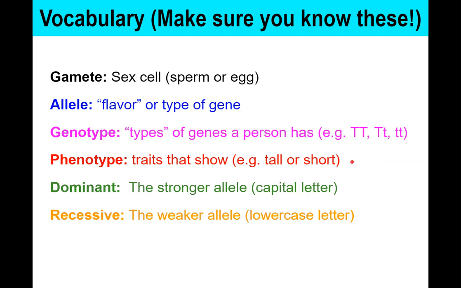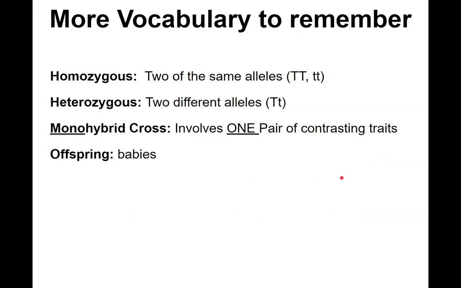Phenotype are the traits that show. So that's what it looks like. Is it tall? Is it short? Is it purple? Is it white? Okay, dominant. Dominant is the stronger allele, sort of stronger. And that's shown by a capital letter like big T. Recessive is the weaker allele. That's the one that is overpowered and doesn't show in the heterozygous like this. So the lowercase letter is the recessive one. Homozygous, remember, means two of the same alleles. Heterozygous means two different alleles.